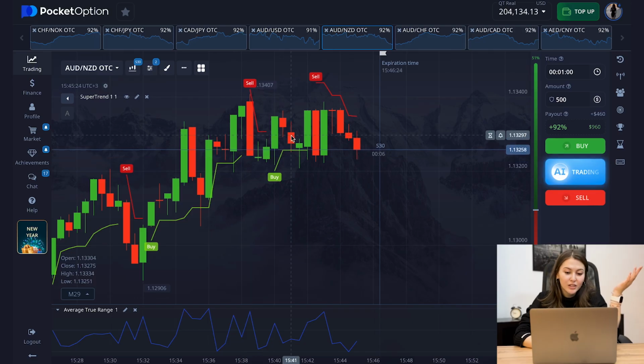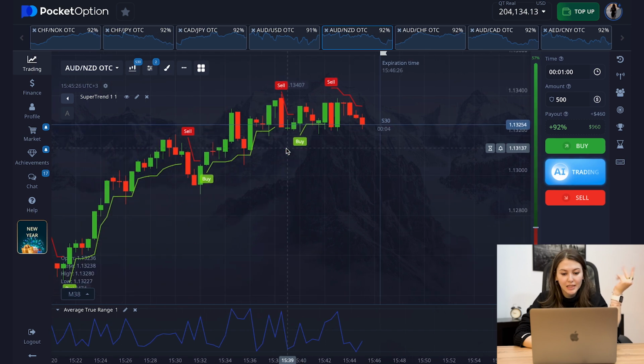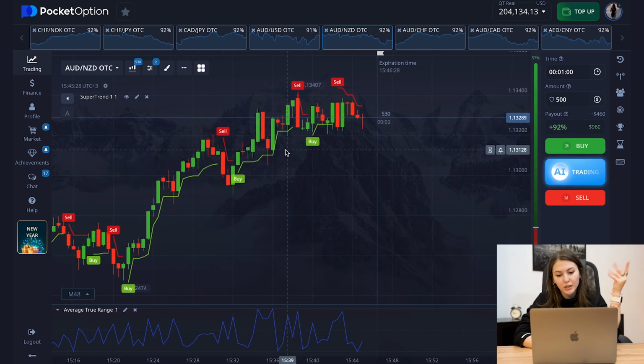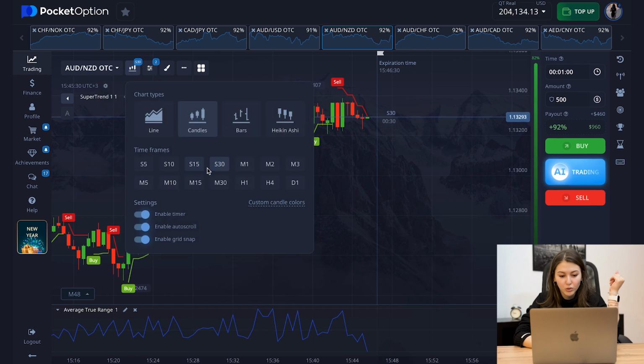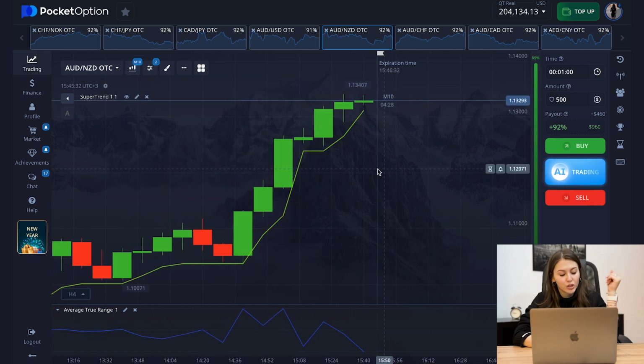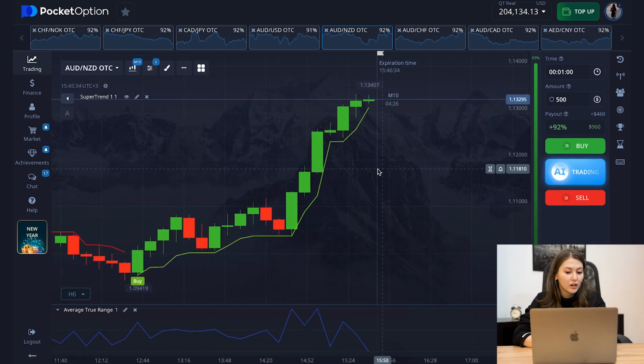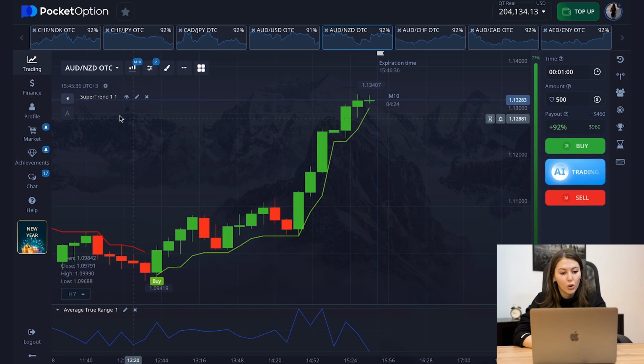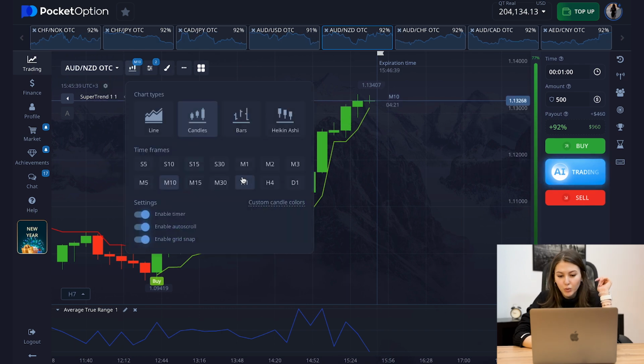So the next asset is pretty understandable too. Let's see what's happening here. It's kind of stable now. It's going to the downwards area. Let's check for the 10 minutes. As you can see here on the 10 minutes we see growing movement, so that we have to remember.